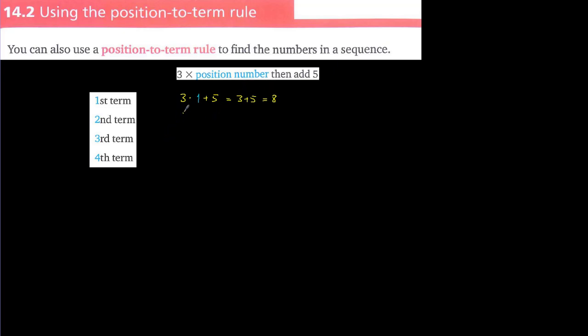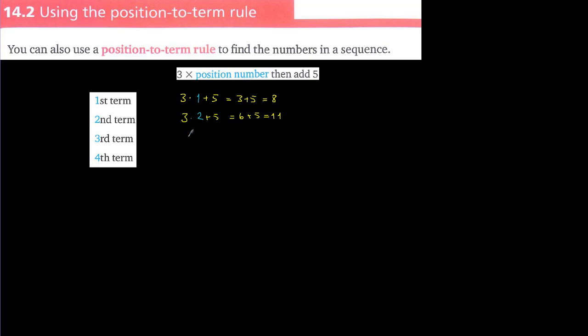For the second term, the position number is equal to 2. So for the second term, the number is 2, and that's the important part. 3 times 2 is 6, plus 5 is equal to 11.